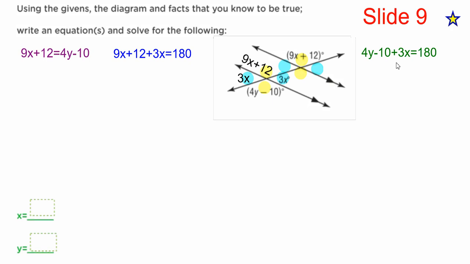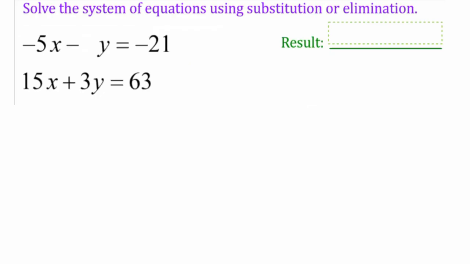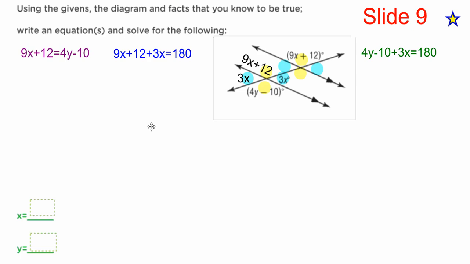You could take the green and blue equations and set them up like a system of equations problem, similar to something that looks like this, and solve it using substitution or elimination as well. I would recommend starting with the blue equation here and undoing that to solve for x.